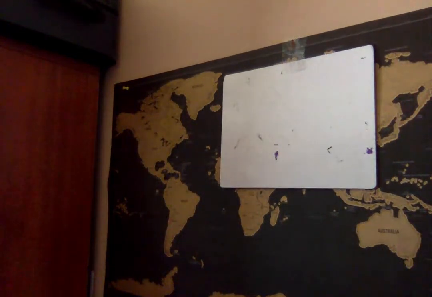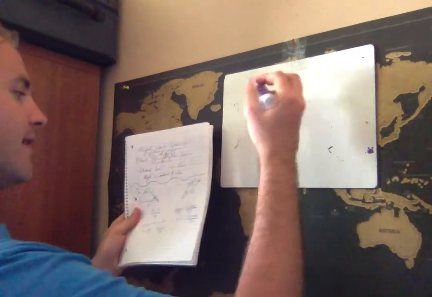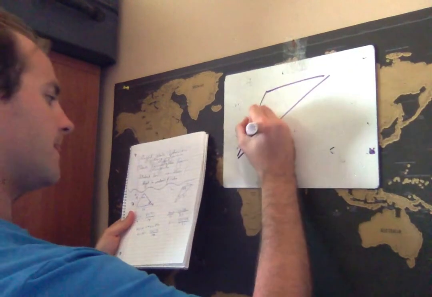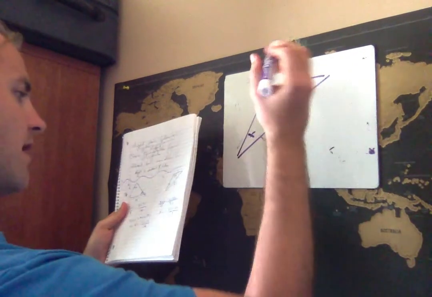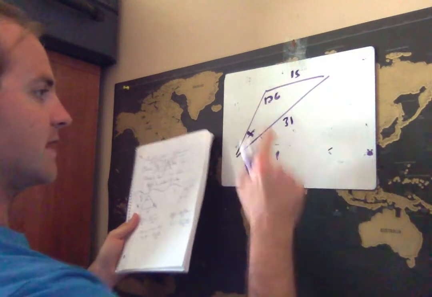All right, and last but not least, let's take a look at number 10 on that same page. Once again, we are in Mr. Klinsky's virtual classroom. Unit 9 classwork packet, page 14, question number 10. All right. So let's show a triangle. I got x, 31, 126, and 15.